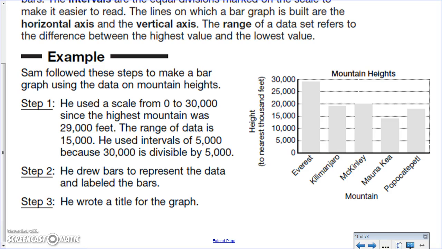Then, for step 2, he drew bars to represent the data and labeled the bars. So you can see each of the mountain bars drawn in there, and you can see they're each labeled by the name of the mountain, and then he tells you at the bottom that they're mountains. On the vertical axis, he tells us it's the height to the nearest 1,000 feet. So we know right there that the mountain heights have been rounded to the nearest 1,000 feet. And then finally, he wrote a title on the graph. He titled it Mountain Heights, so we know what he's talking about.